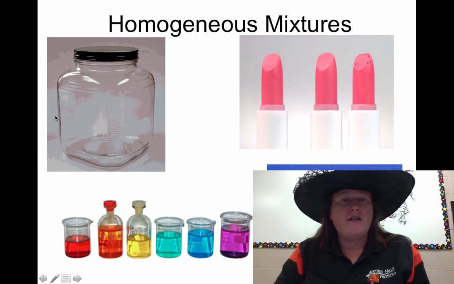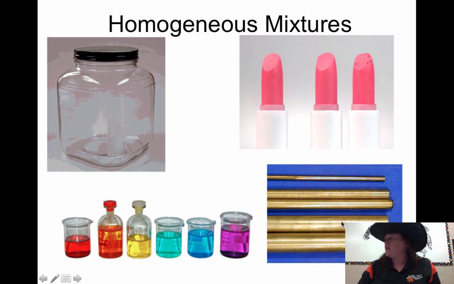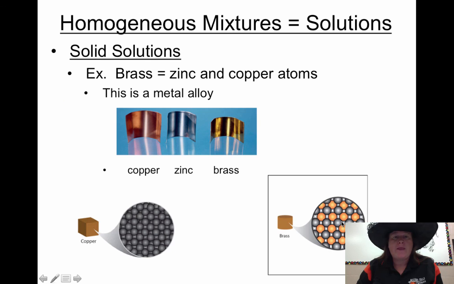And here we have some air and some lipstick and some water-based solutions and some brass. So looking at brass at the molecular level, brass is zinc and copper atoms. Copper looks like this, zinc looks like this. Copper at the atomic level would contain all copper atoms. When you look at brass, you see that there are copper atoms and zinc atoms.